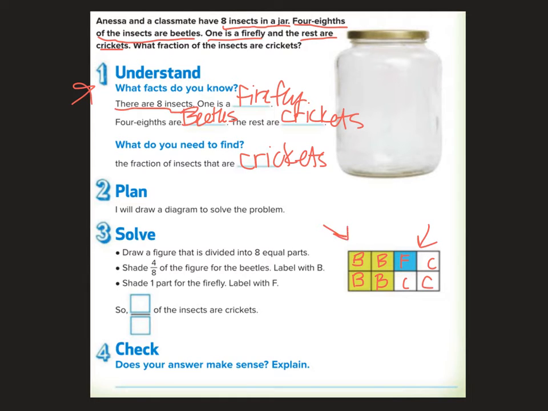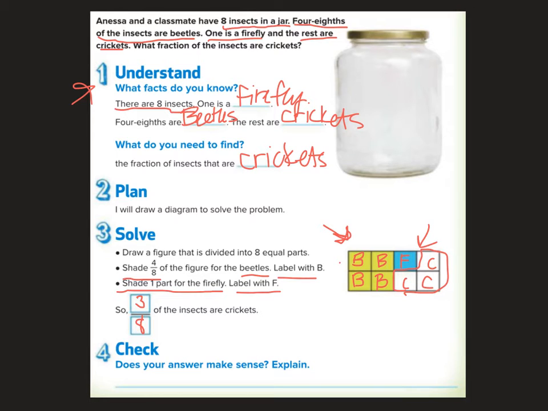Okay, so here's our diagram here. Notice we have 8 total boxes to represent our 8 total insects. Then we can assign each one where they need to go. So if I draw a figure that is divided into 8 equal parts, I'm going to shade 4 out of 8 of the figures for the beetles. Label them with a B. Shade 1 part for the firefly. Label it with an F. So that means that 3/8, remember, because that's our total number of insects, 3/8 of the insects are crickets.